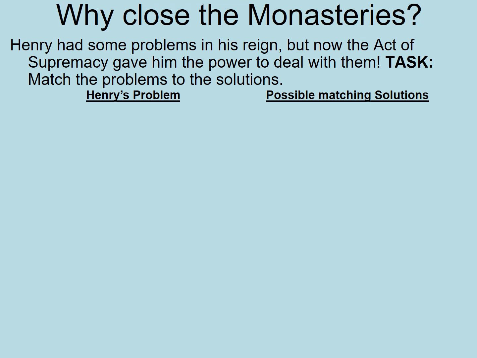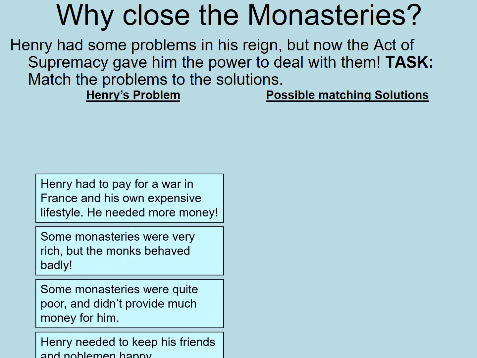Why close the monasteries? Well, Henry ultimately decided that the best course of action for him would be to close the monasteries, but for a variety of reasons. Henry had some problems in his reign, and now the Act of Supremacy gave him the power to deal with them. Your task here is to match the problems to the solutions. Let's have a look at what Henry's problems were first. You might want to note down headings like this as you write this.